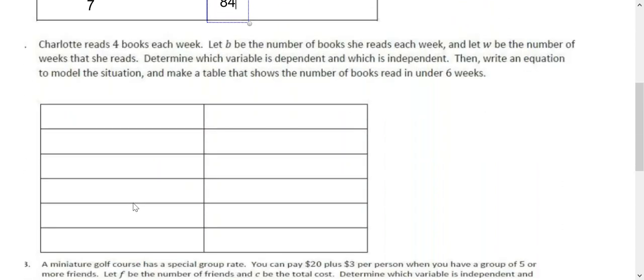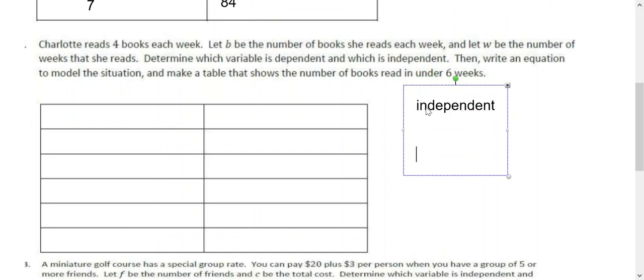Charlotte reads 4 books each week. So again, over here, we're going to say independent and dependent. We're going to decide which one's which. She reads 4 books per week. Let B be the number of books she reads each week. Okay, and so if you think about it, usually time is independent. So we're going to say that it's going to be weeks.